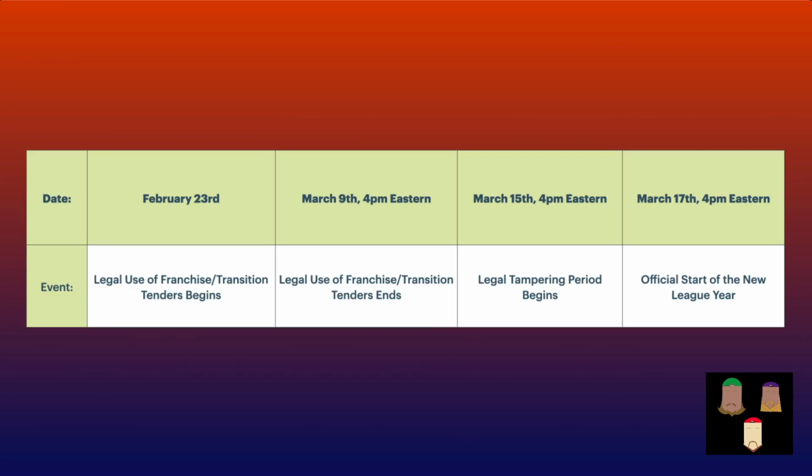Generally, it's known that tampering occurs before the start of the legal tampering period, but it's rarely punished as long as it isn't too overt. The first wave of free agency lasts a couple of days, when most of the biggest players are signed, and a smaller second wave follows in the next few days after that.